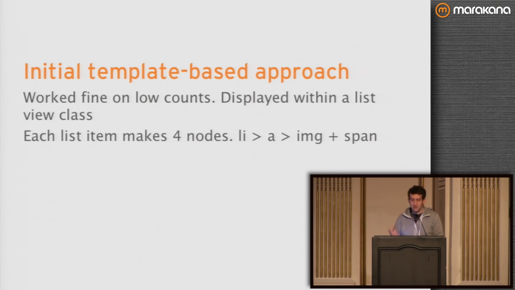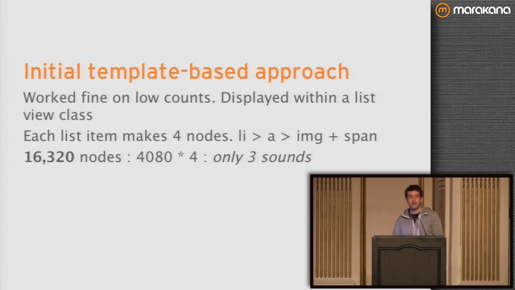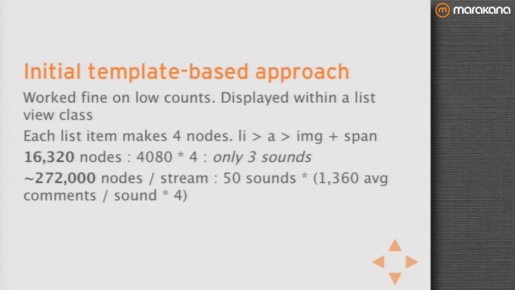And each list item, say, makes about 4 nodes in the DOM. You have a list item, say maybe a link, an image, and a span, maybe to show or hide text. So now we're at 16,320 nodes, and we're just showing 3 sounds. So DOMs these days are pretty good. They can handle a lot of nodes. But Skrillex has 50 sounds, and we have infinite scroll. So as we're getting there, if you were to scroll from the top of his page to the bottom, we have 272,000 DOM nodes just from commenting alone.